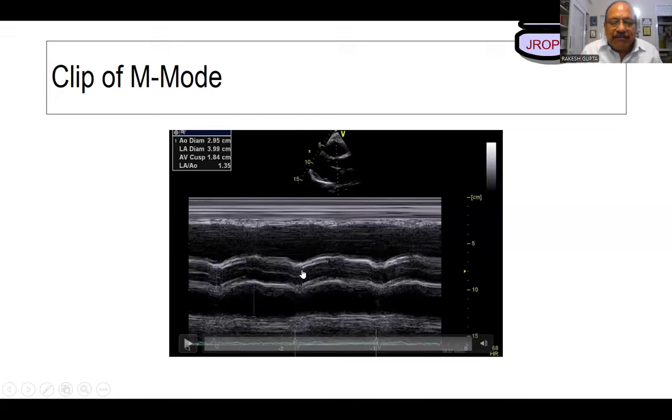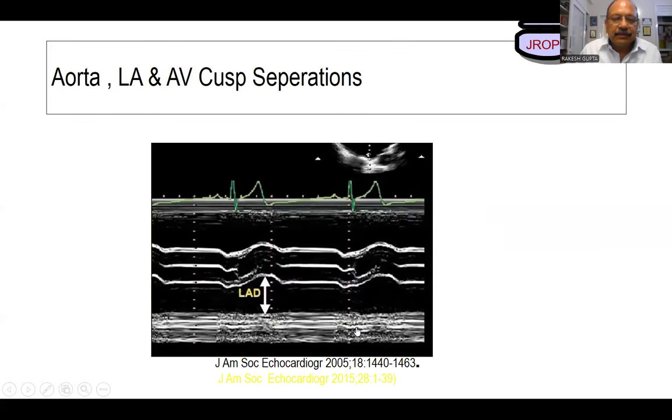And then the aortic valve cusp separation from this point to this point. That is aortic valve cusp separation. And then we measure the LA in M mode, leading edge to leading edge. That is the M mode dimension. In pictorial format, this is the leading edge to leading edge of the left atrial dimension.